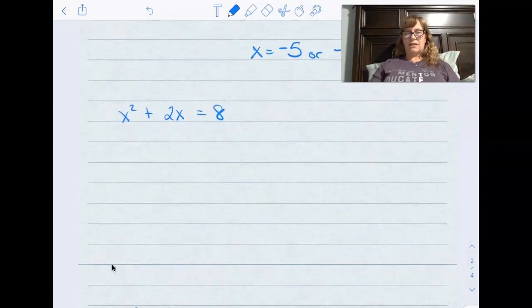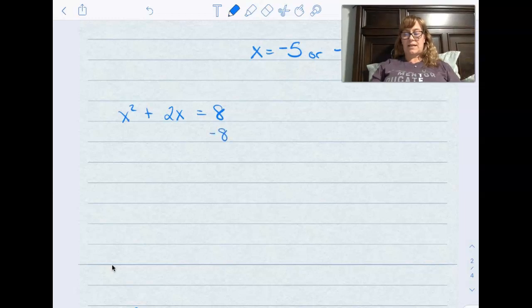Now, let's look at this one that I have here. x squared plus 2x equals 8. Well, I hope you see that that's a little different than what we've been doing, because I've got that it equals 8, not equals 0. Well, that's easy to fix and put it into that format you're used to seeing.